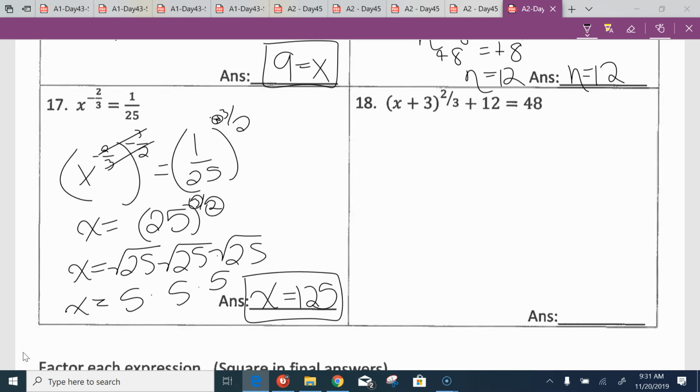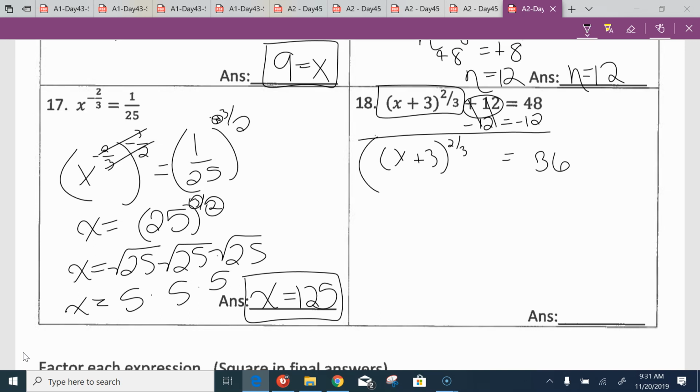And number 18, we have x plus 3 to the 2/3 plus 12 equals 48. This plus 12 is outside any influence of exponents, so I must remove it in order to get all this stuff by itself with the exponent. So I'll subtract 12 from both sides, and I get x plus 3 to the 2/3, that cancels out, equals 48 minus 12, which is 36.